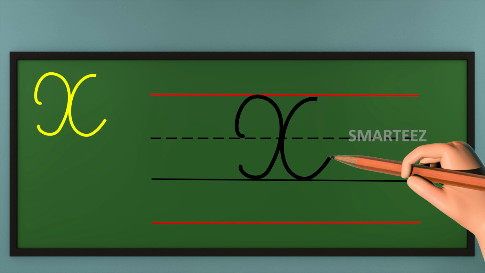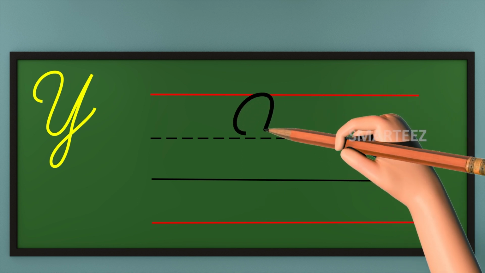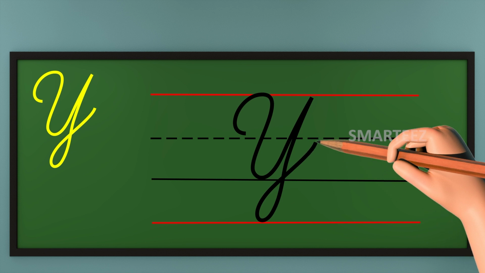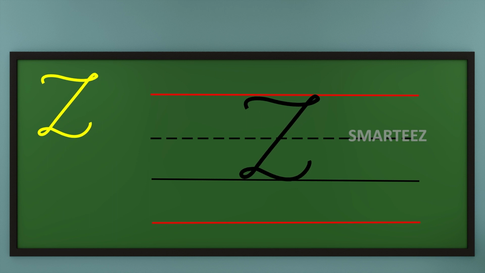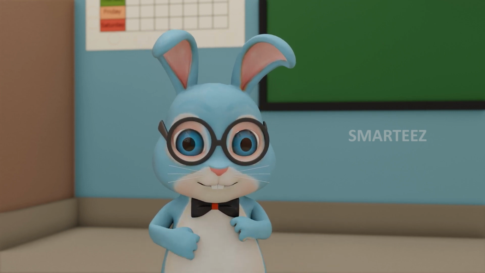Okay, the next character is Y. You write Y like this. And we have come to the last character, which is Z. In many countries, this character is also called Zed. You write Z or Zed like this. That's all we have on cursive writing of uppercase alphabets.